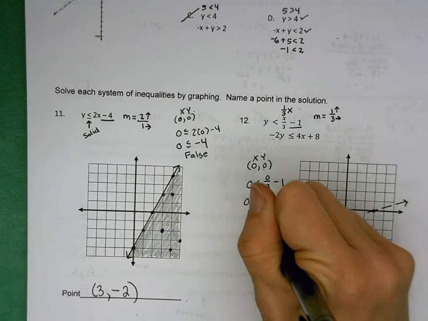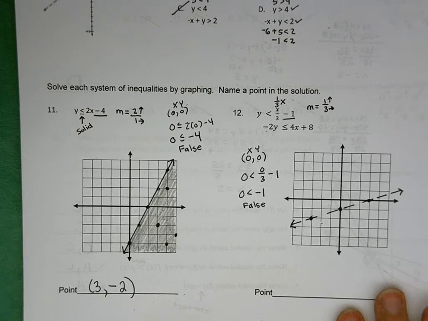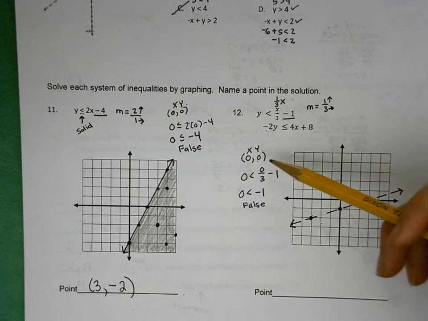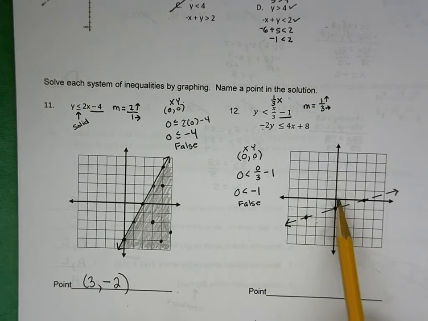And so we're going to shade away from 0, 0. 0, 0 should not be in my shaded region because it didn't give me a true statement. If it's in the shaded region, it has to be true. So we aren't going to shade over here where 0, 0 is. We're going to shade over here.